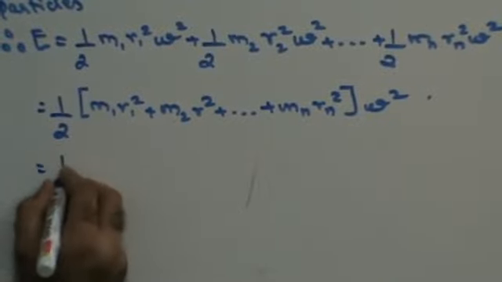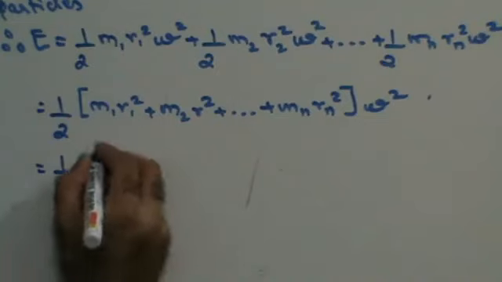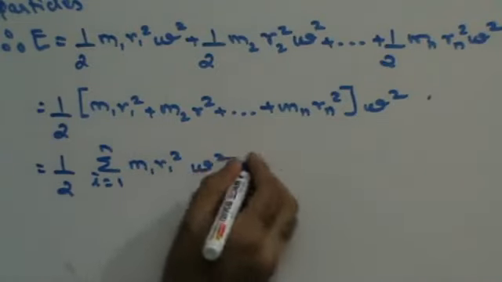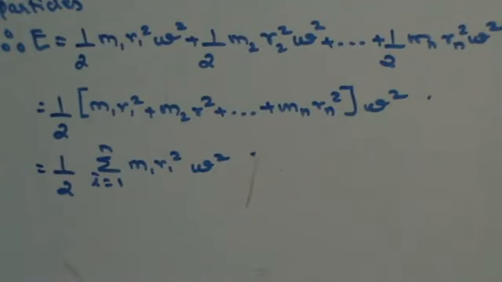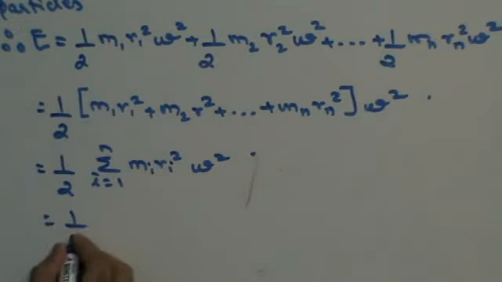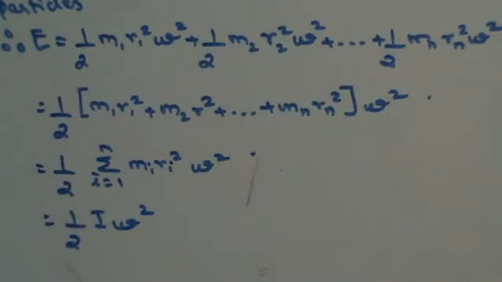In which case this can be written as half sigma i equal to 1 to n mi ri square omega square. But by definition, sigma i equal to 1 to n mi ri square is nothing but moment of inertia, so half I omega square. So kinetic energy of a rotating body is going to be half I omega square. Fine, do we get this thing here?